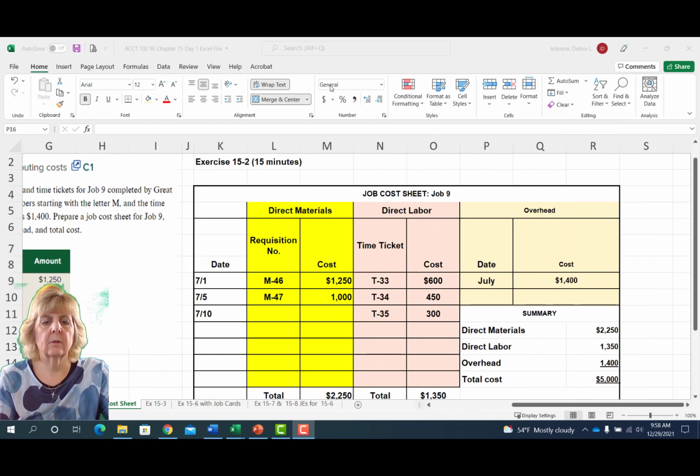Let's compare our answer. The direct materials resulted in charges of $2,250. The direct labor time tickets resulted in charges of $1,350. And the overhead was given as a straight $1,400. When you add up the job cost sheet charges, or another way of saying it is if you sum up the direct materials, the direct labor, and the overhead, we wind up with a total cost of the job of $5,000.